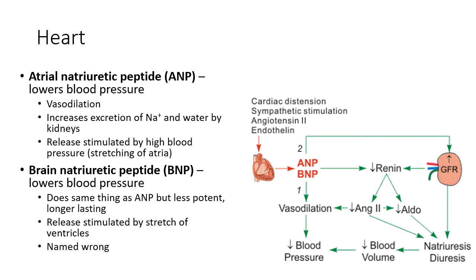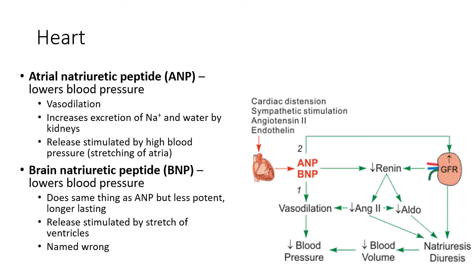Then you have the heart. The heart releases a couple of hormones, atrial natriuretic peptide, or ANP, and brain natriuretic peptide, or BNP. Brain natriuretic peptide is actually misnamed. It's released from the ventricles, not from the brain. The ventricles are the bottom chambers of the heart that are pumping blood out to the body. So your BNP is released from the ventricles. Your ANP is released from the atria of the heart, which would be the top chambers. The atria are allowing blood to pass from the body into the ventricles.